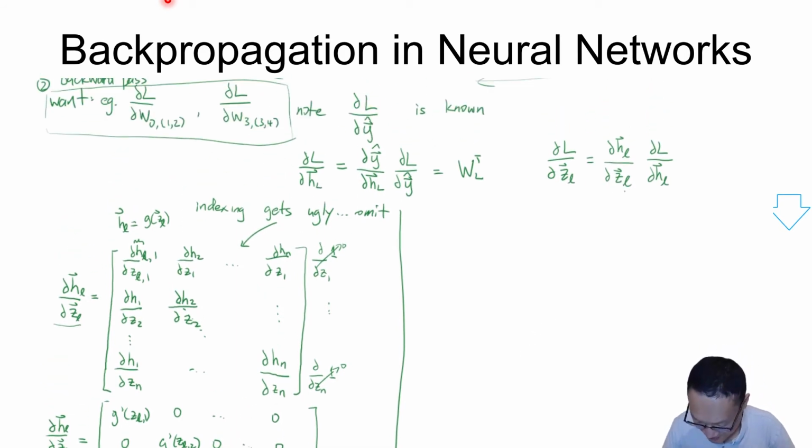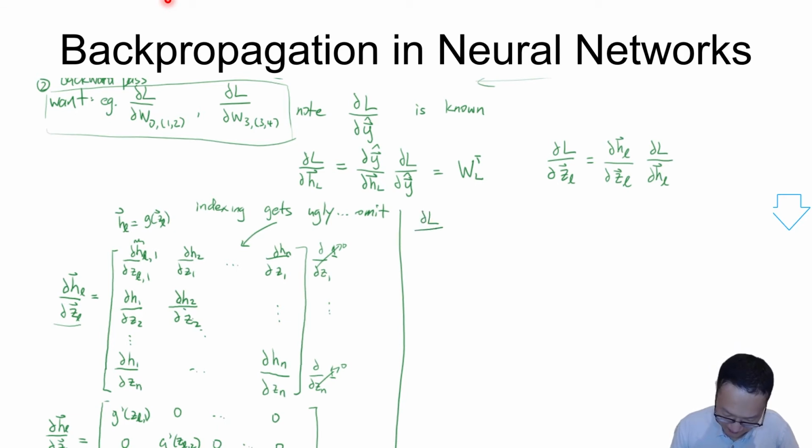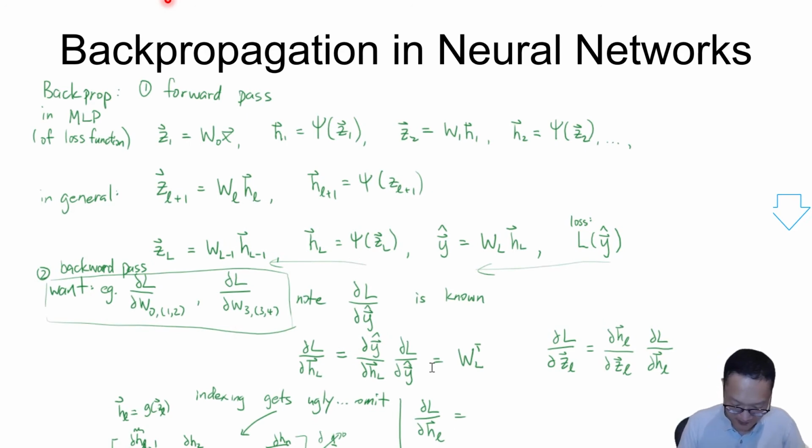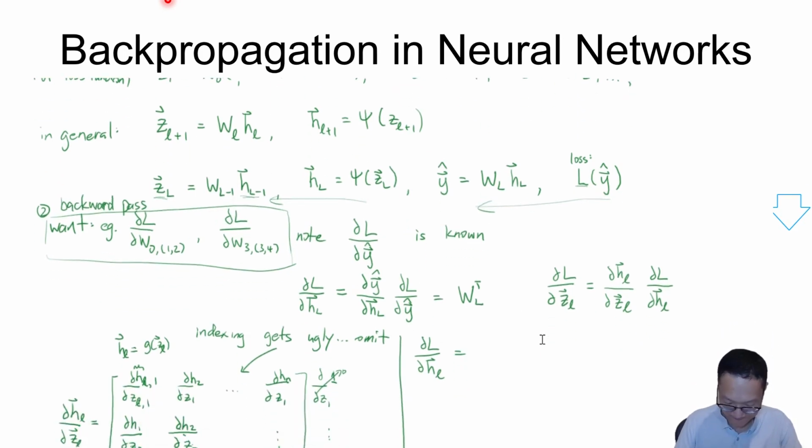Basically, we just calculated this one. Now we're going to calculate this term, partial L, partial HL. So again, using the chain rule, how can we get to partial L, partial HL? Well, how can we go from L to, let's say, any of the inner H's like this one? Well, we can actually compute partial L, partial Z, and then partial Z, partial H, right? So we'll write this out.